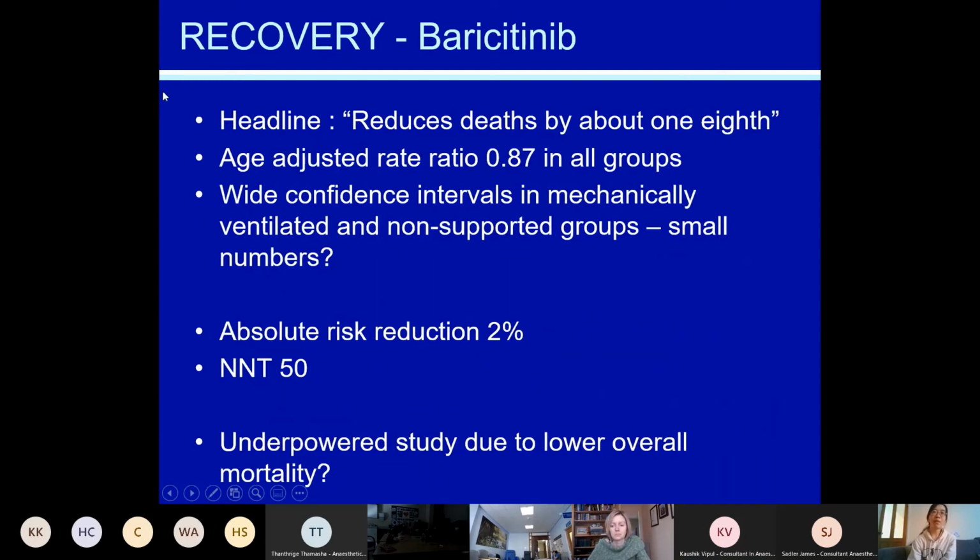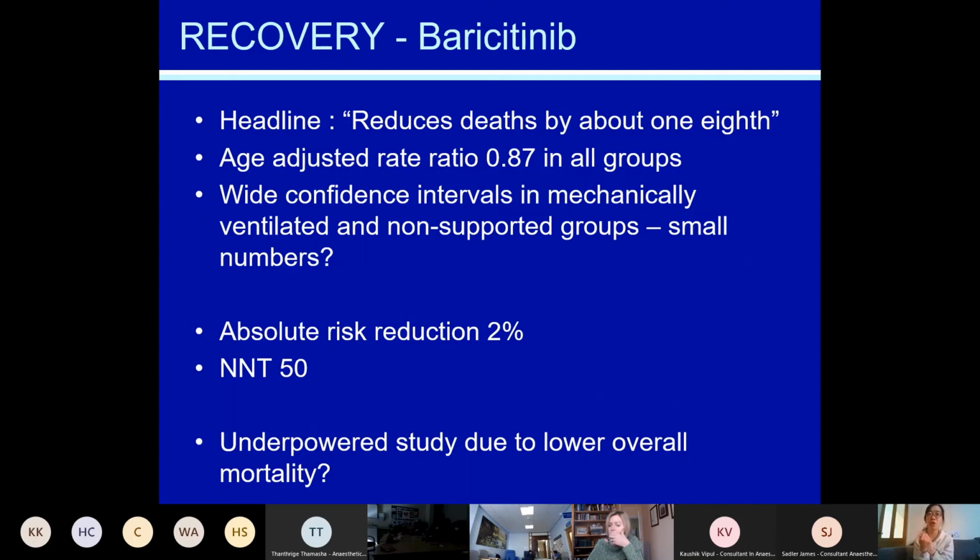So again, this is me reminding myself of statistics. The headline is that baricitinib reduces death by about 1/8. That's what it says in the word, about 1/8. Which comes from the all-cause mortality rate ratio of 0.87, so there's a 13% rate reduction, which is about 1/8. However, as I highlighted, there was a really wide confidence interval for the mechanically ventilated and the non-supported groups, and I think part of that comes from the fact that they are very, very small patient numbers, which makes it very difficult to detect the real difference.